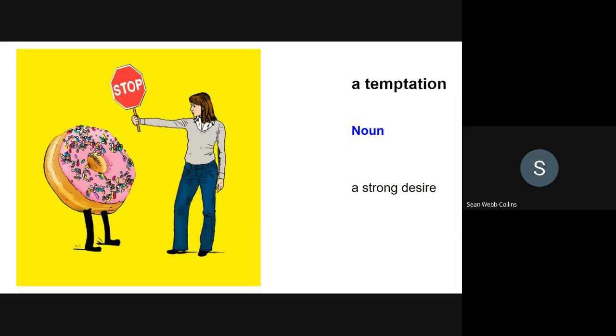And the adjective, what's the adjective? There's two of them. Tempting and tempted. The adverb, temptingly. So again, the word forms are temptingly, the adjective tempting, the verb tempt, and the noun, a temptation.